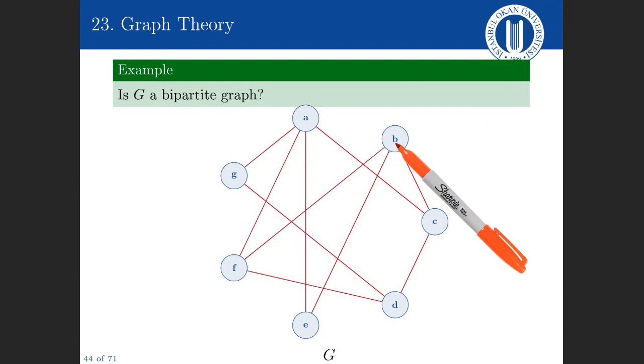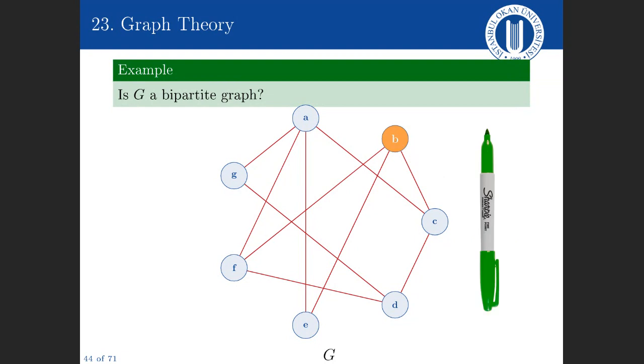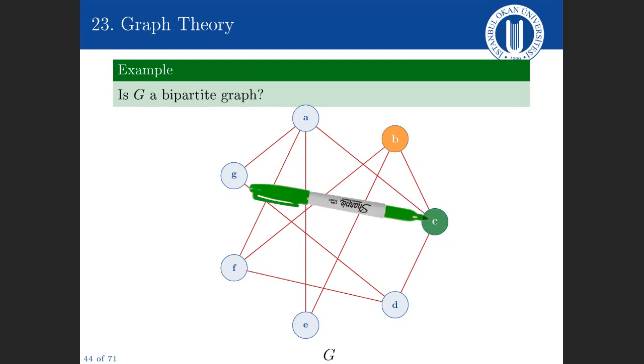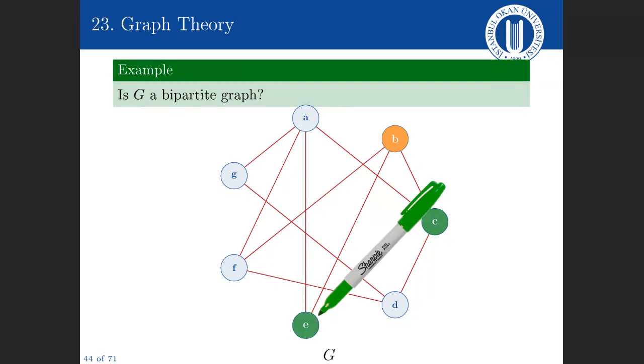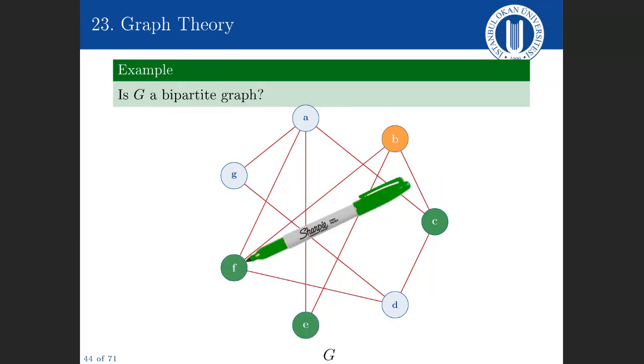Pick a vertex, any vertex, it doesn't matter where you start. Let's just say we start with B, and let's suppose that I'm going to color B in orange. Then I'm going to change to my other pen, a green pen, and every vertex which is connecting to B, I'm going to color in green. C is connected to B, E is connected to B, and F is connected to B.